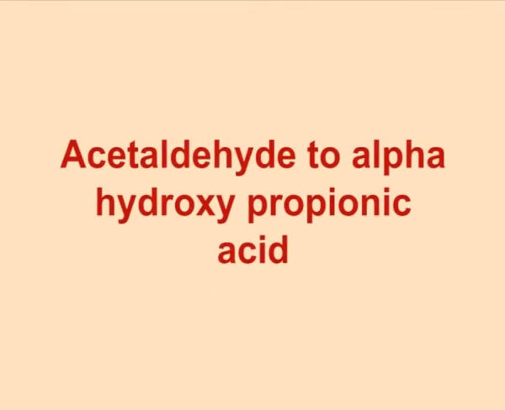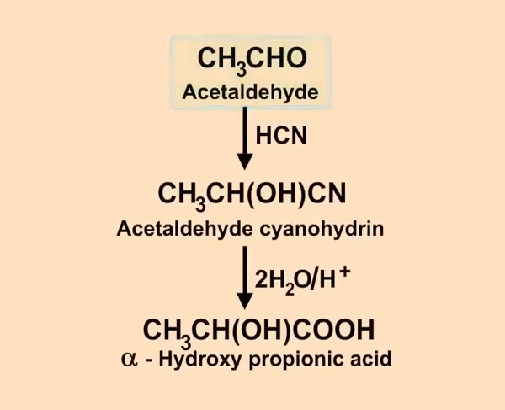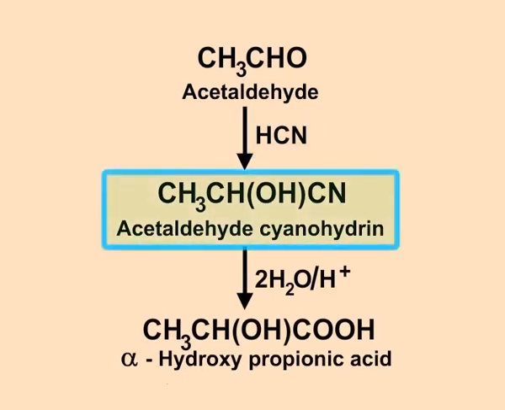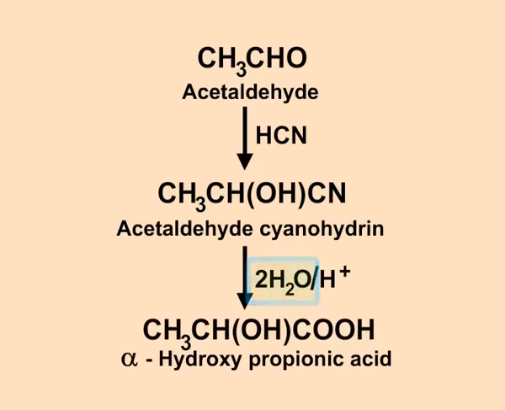And now we will learn about conversion of acetaldehyde to alpha hydroxy propionic acid. Acetaldehyde reacts with hydrogen cyanide to form acetaldehyde cyanohydrin, which on hydrolysis in presence of acid forms alpha hydroxy propionic acid.